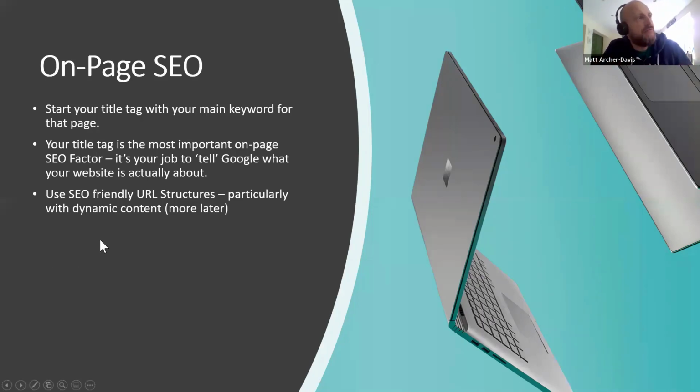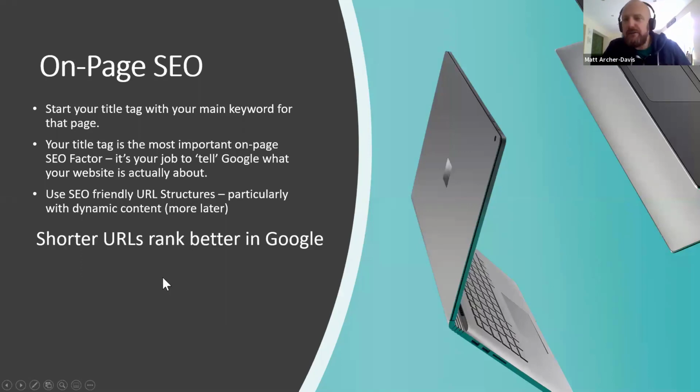We'll talk about using SEO-friendly URL structures. We're going to come back to that a little more later on. In theory, in general, shorter URLs rank better in Google. So try and bear that in mind. The URL, of course, is the address at the top. So our URL is thebrightclick.co.uk. But we're talking about pages within the site and keeping those page structures.